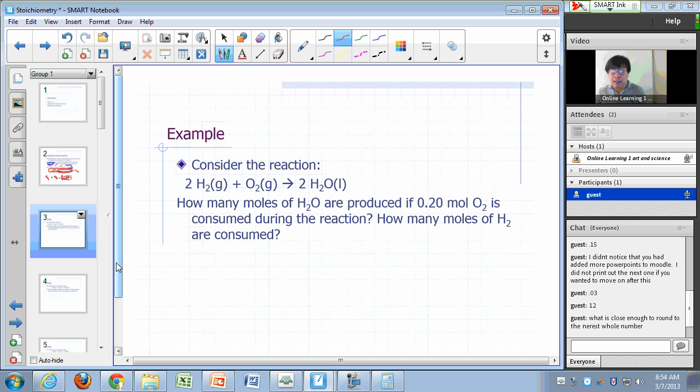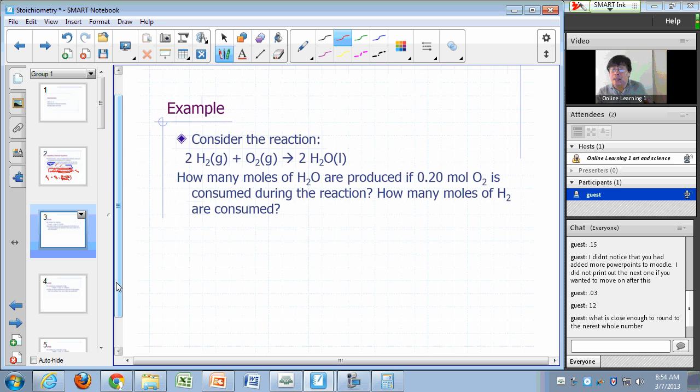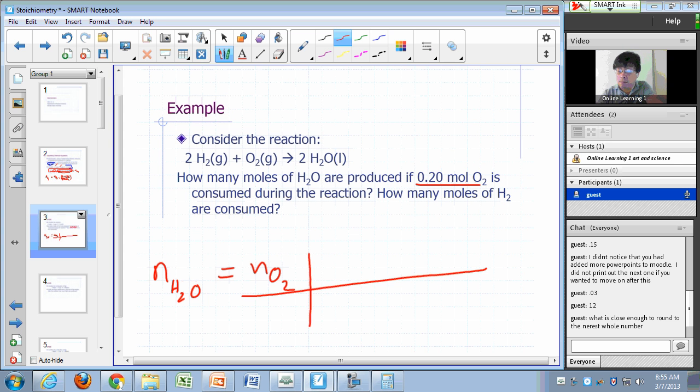So let's apply that to this example right here. Again, this is the same equation we have, burning of hydrogen to form water. 2H2 plus O2 gives you 2H2O. How many moles of H2O are produced if 0.2 moles of O2 is consumed during the reaction? Then you just say, okay, I'm looking for moles of H2O, and I'm given moles of O2, right? So what should I do to the moles of O2? What conversion factor do I need? I need the conversion for O2 to H2O. So the balanced equation tells me I have 1 mole of O2 for 2 moles of water.